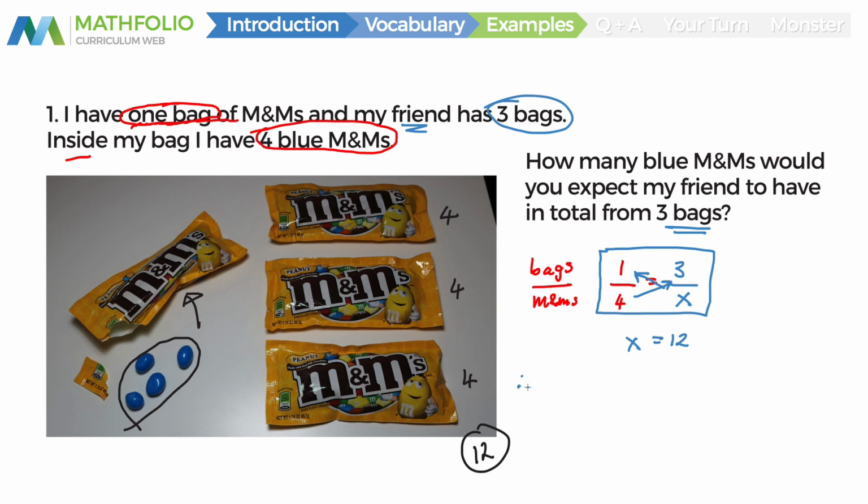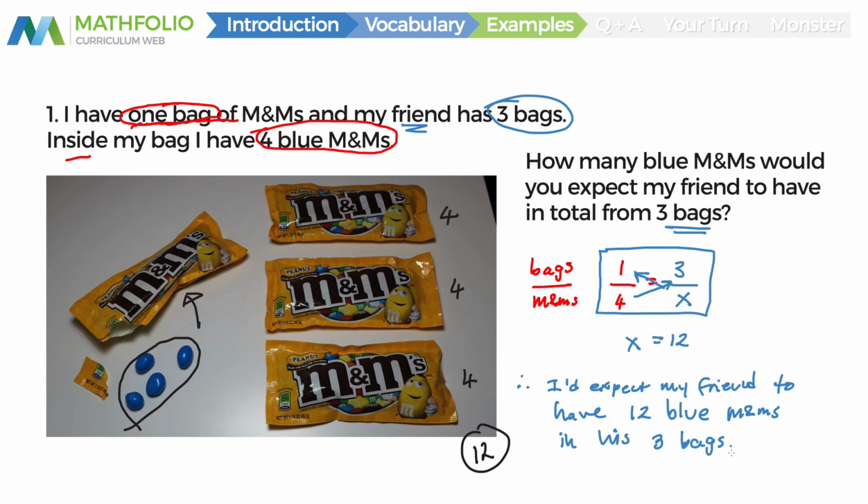I'm going to use 3 dots for the word therefore. That's a symbol in math meaning therefore. We could say I'd expect my friend to have 12 blue M&Ms in his 3 bags. So that would be question number 1.